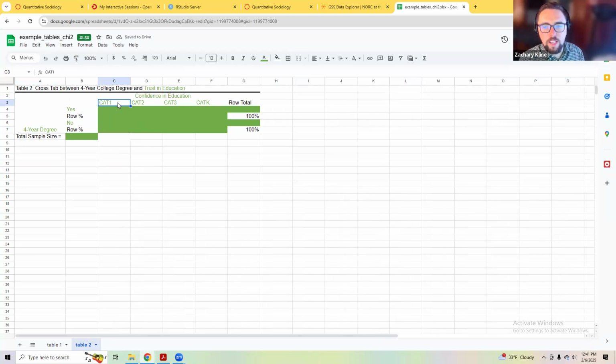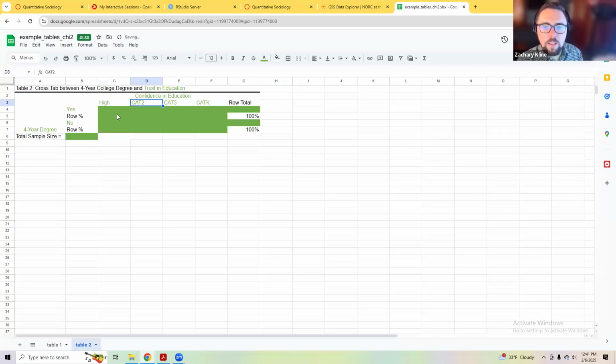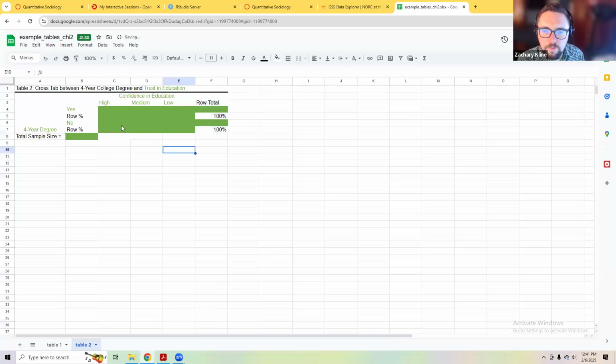For confidence in education, we're going to have high. We want to use the exact same values that we used back here. Great deal, some confidence, some. We should write it for all of them: great deal, some, hardly any. In fact, I think I'm just going to cut this back to high, medium, low, to make it easier to remember what these things mean. High, medium, low. We get rid of this extra column here.